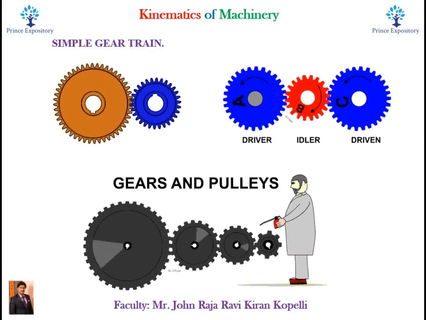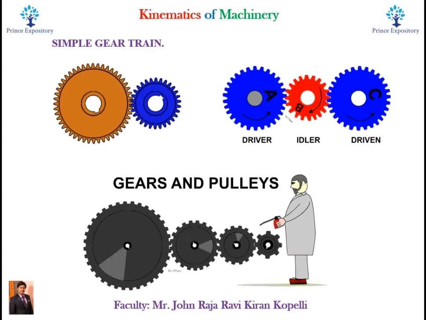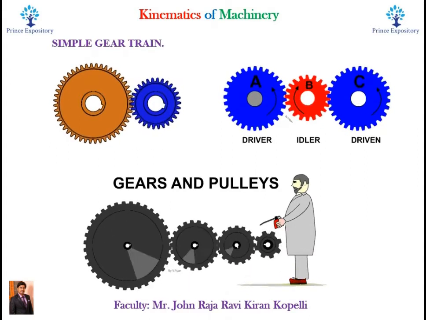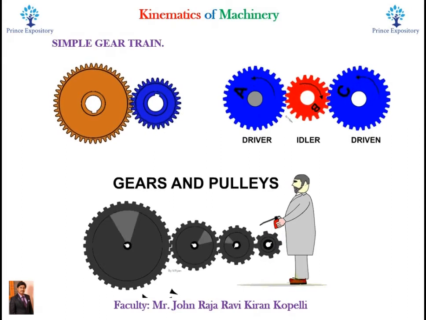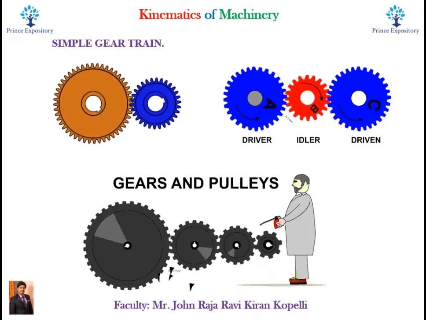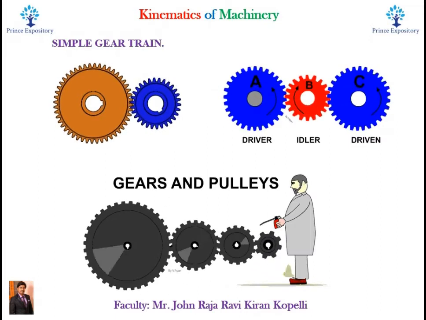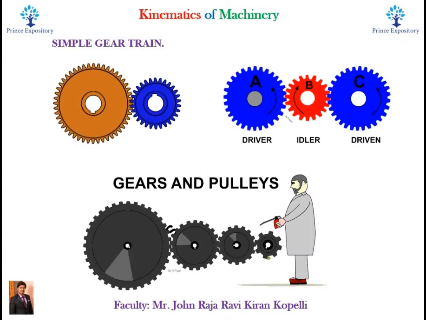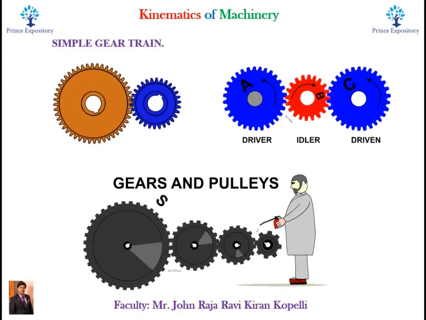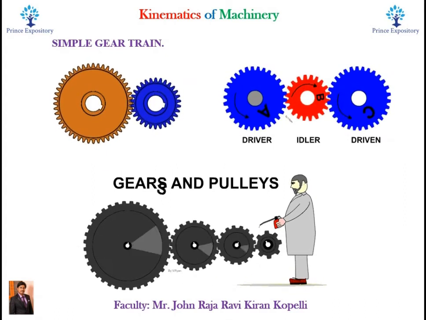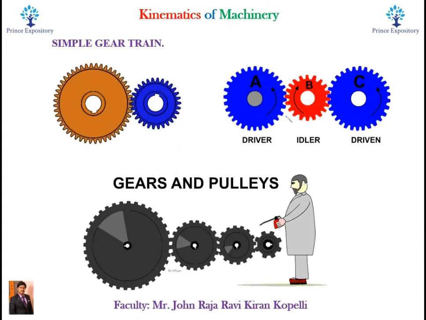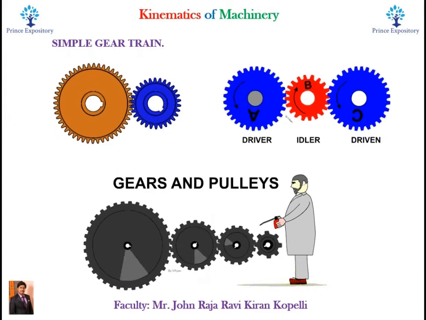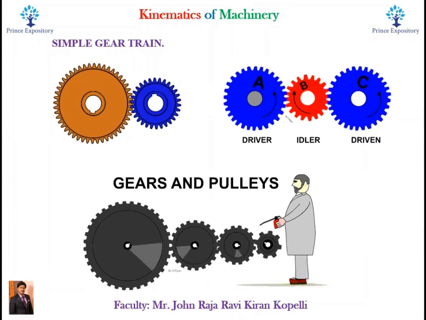Now, if you look at the first animation in this, it is a simple gear train with two gears, brown color gear and blue color gear as explained before. Now look at the second arrangement in this animation. There are three different types of gears. Gear A is in blue color, that is called the driver. Gear B is in red color, that is called idler gear or intermediate gear, and gear C is in blue color. It is called driven gear.